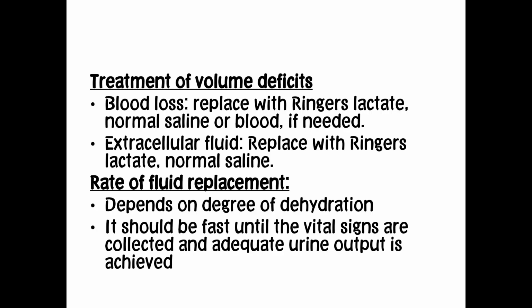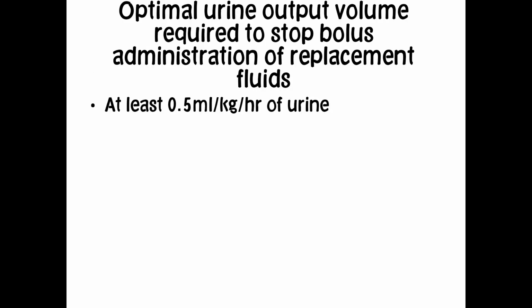The rate of fluid replacement in this case depends on the degree of dehydration, and as you replace the fluid, you should do it fast until you observe that clinically the vital signs of the patient have improved. The most reliable vital sign to assess proper replacement of lost fluids is the urinary output, and the minimum or optimum target for urinary output while administering replacement fluids is always 0.5 ml per kg per hour.